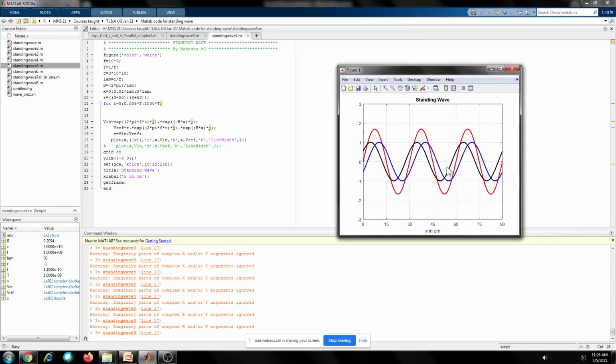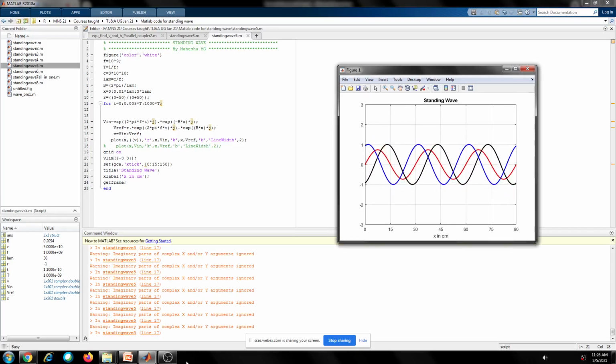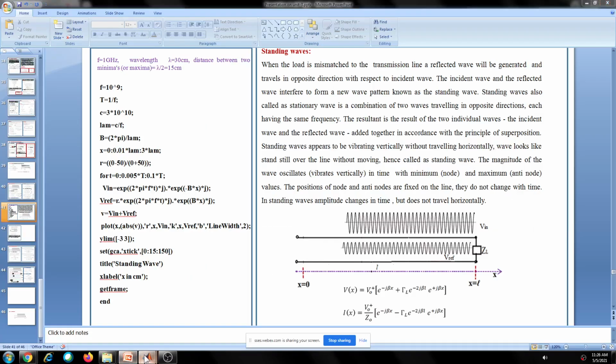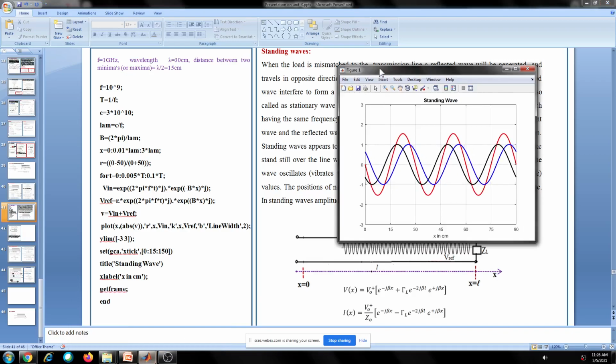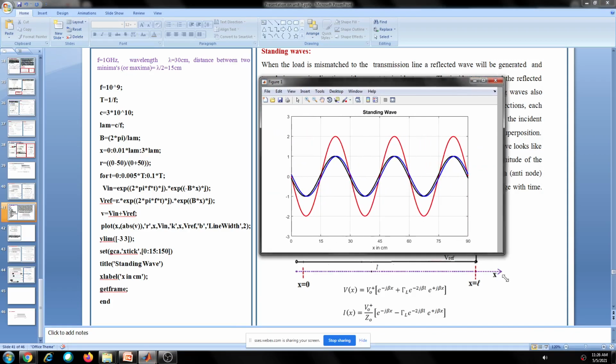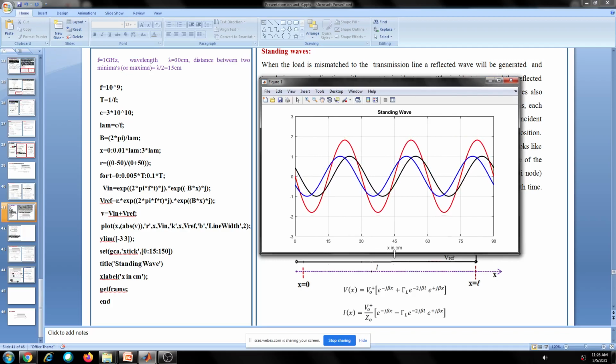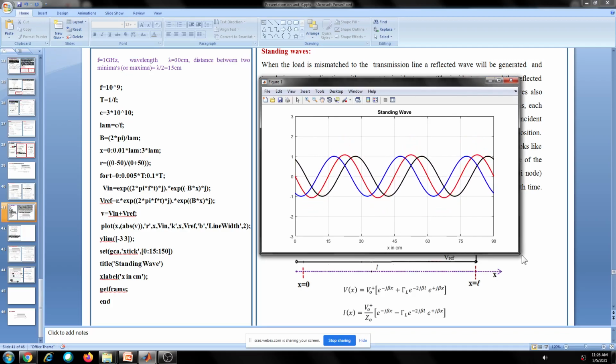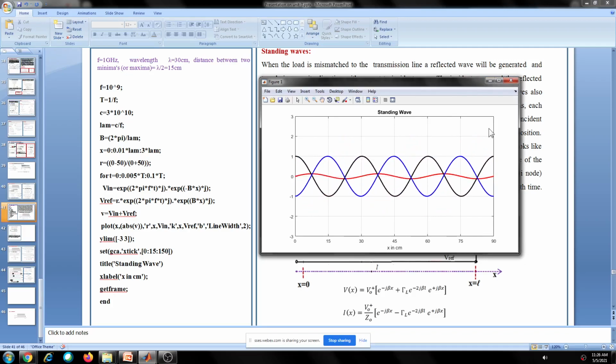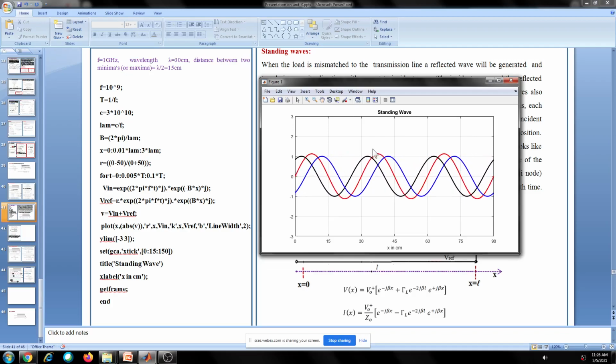What are the two waves? This is an incident wave, that is the black one, and see, can you see now? Hello, is it visible? Hello. Ma'am. Yes, ma'am. Visible.